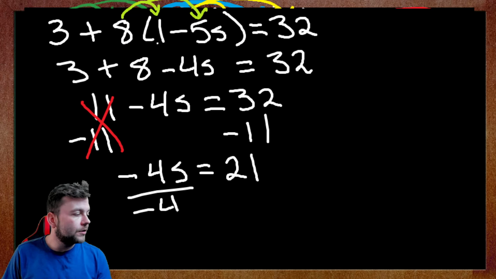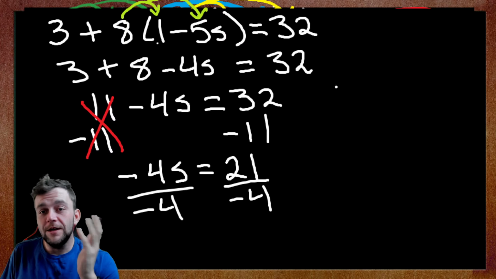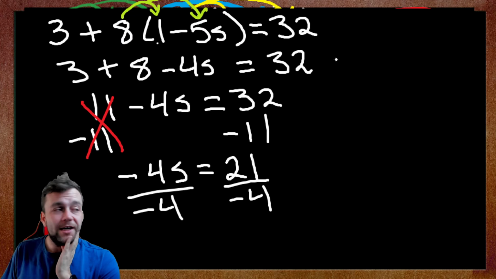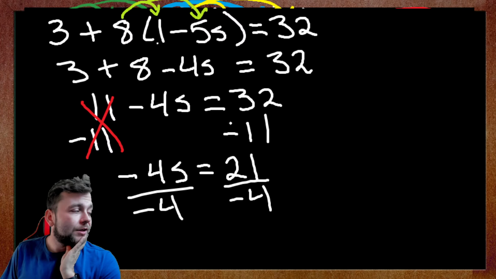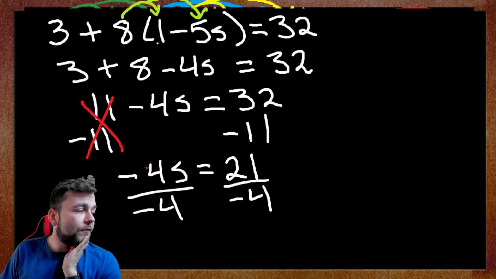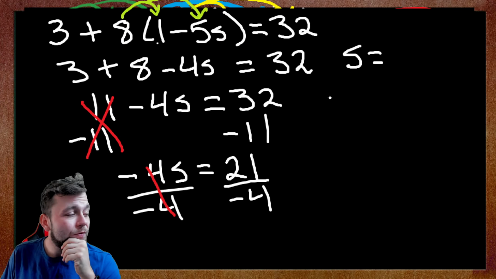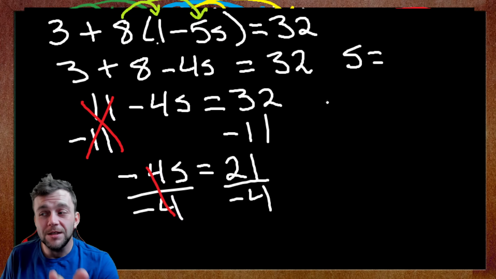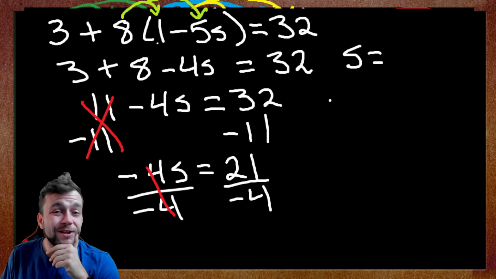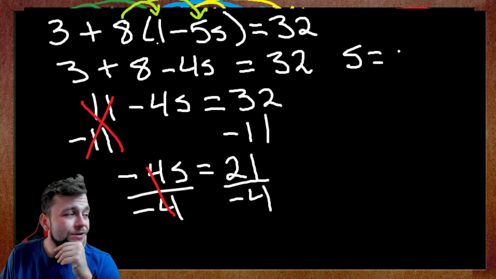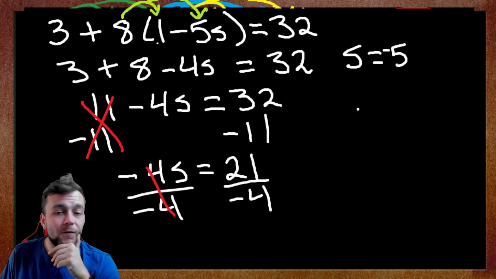Divide both sides by negative 4. Now we have a very improper fraction, so let's write this as a proper fraction. Before I do that, your negative 4s cancel out on the left side, and it falls away to a 1. So s equals 21 divided by negative 4. How many times does 4 go into 21 in its whole? It goes in there 5 times, right? So it's negative 5. Don't forget your negative sign.